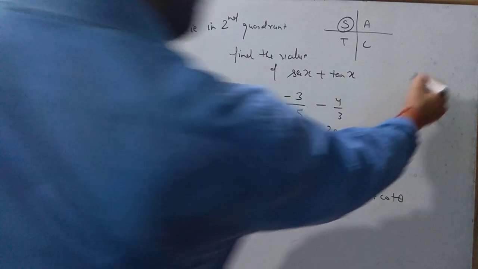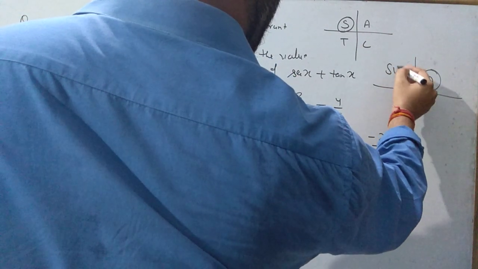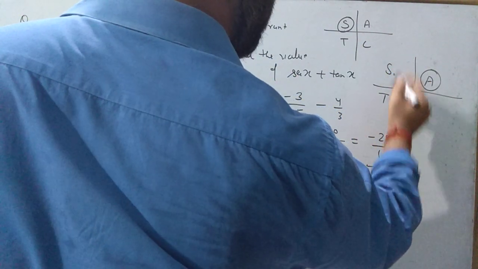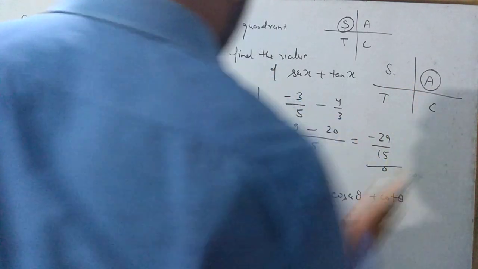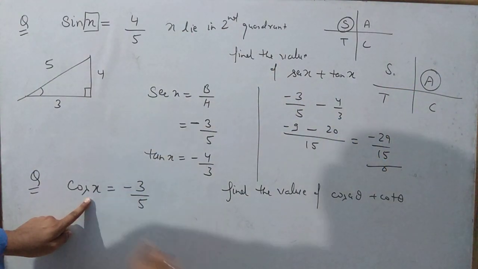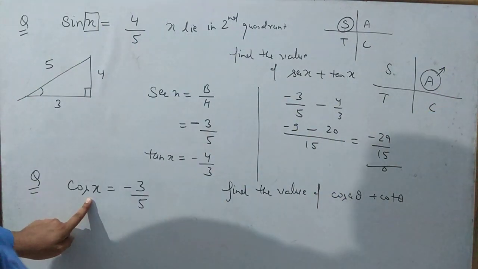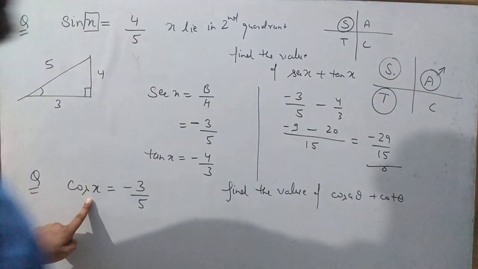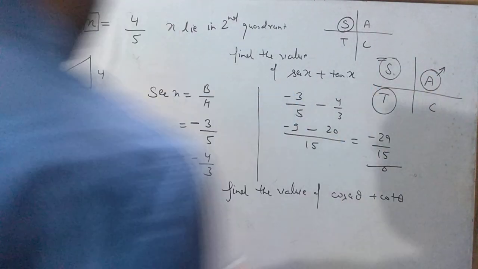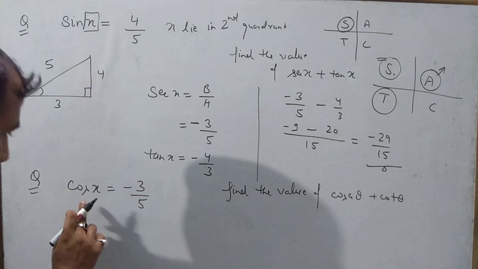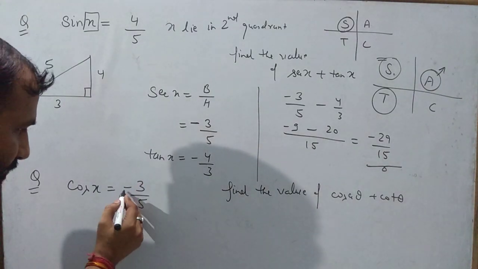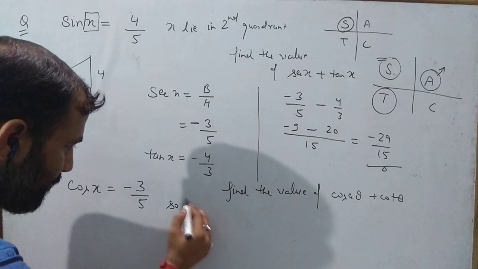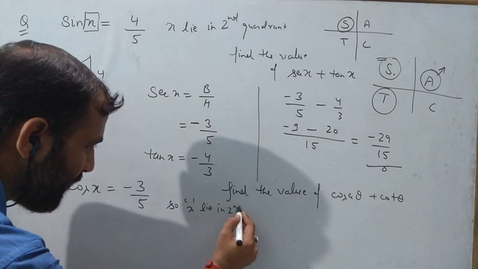So according to the concept of this quadrant rule, A means all positive, S is sin and cosec, T is tan and cot, and C is cos and sec. Cos is coming negative. A means all positive, the first quadrant contains all ratios positive. And cos is negative in which quadrant? Either the second quadrant or the third quadrant. So we will give preference to the second quadrant. That's why we can judge here that the value of cos x is minus 3 by 5, it is negative, so x lies in the second quadrant.